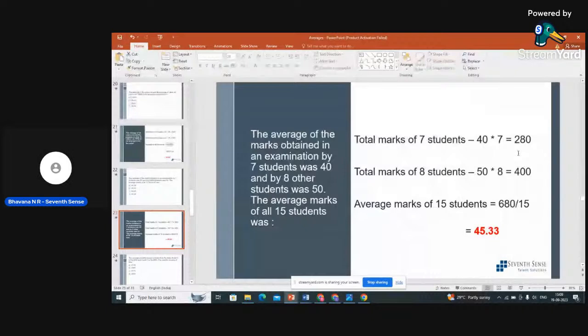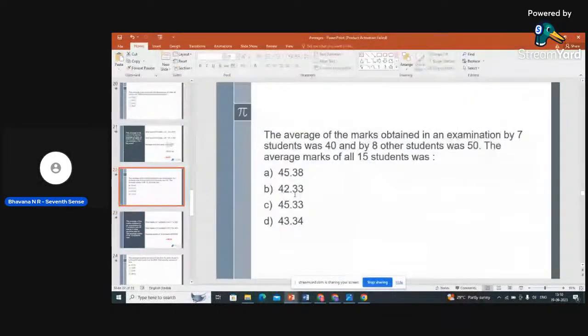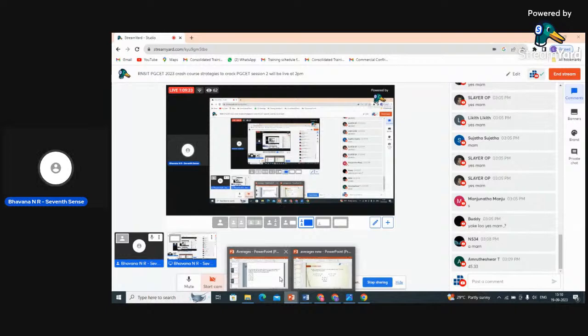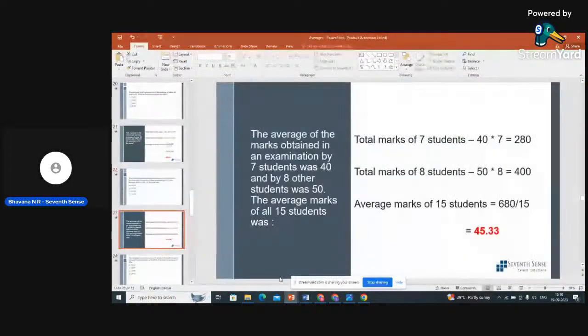So here we have the 7 students' total and the 8 students' total. So that equals 680 divided by 15. The answer is 45.33. Yes. Okay, shall we start the next problem?